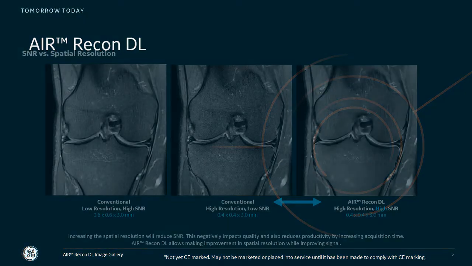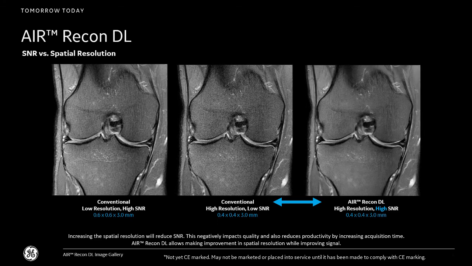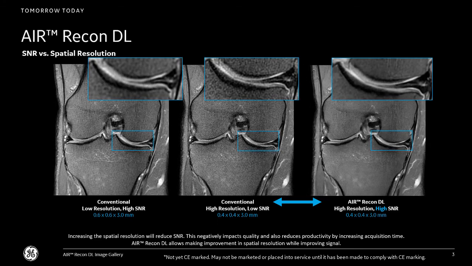So here with AIR Recon DL, the image on the left is a low resolution image. The image has high signal to noise though. You often want higher resolution, so just by increasing the spatial resolution, you see a reduction in the signal to noise. So that's the image in the middle. But the image on the right, you're able to use AIR Recon DL to greatly improve the image quality. This is a little closer look here at the meniscus.